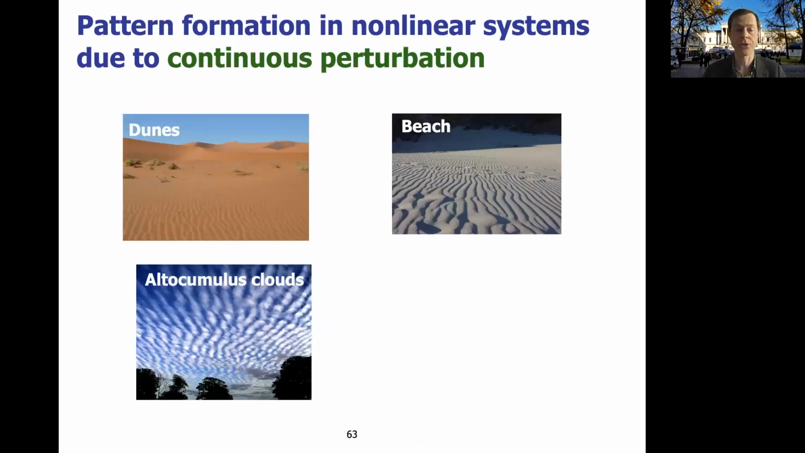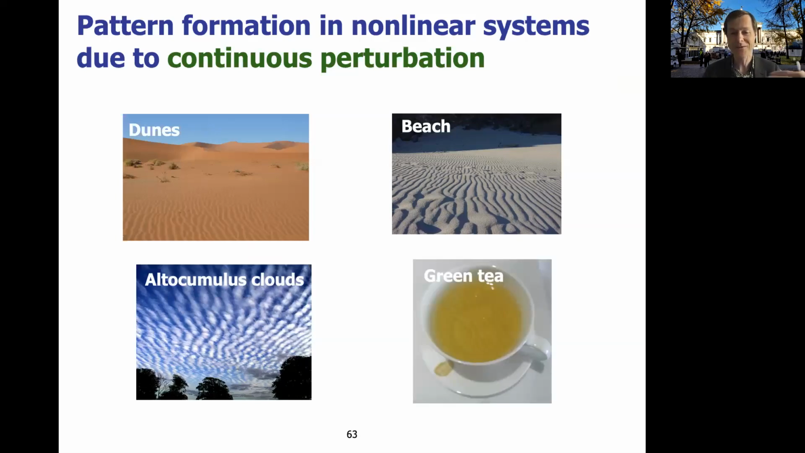And if there are questions, I can show a little bit more on this. So these patterns that I showed on continuous perturbation are all due to the action of wind or water. You even see this in a cup of tea, right? You have these patterns, so-called Faraday waves, that form them. There's similar physics behind them, right?